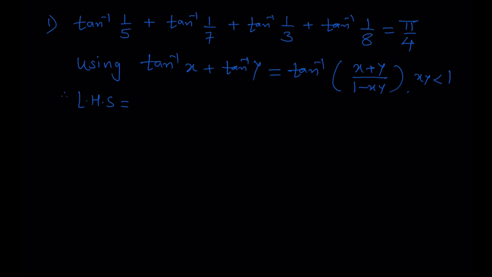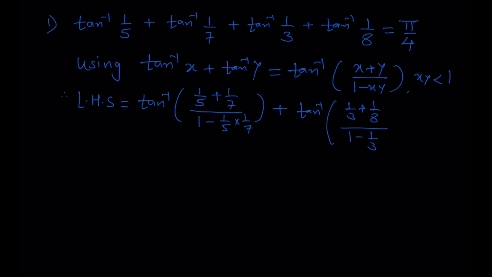is equal to, grouping terms, tan inverse of 1 by 5 plus tan inverse of 1 by 7. So we get tan inverse of x plus y, so 1 by 5 plus 1 by 7 divided by 1 minus 1 by 5 into 1 by 7, plus, grouping the next two terms, tan inverse of 1 by 3 plus 1 by 8 upon 1 minus 1 by 3 into 1 by 8.